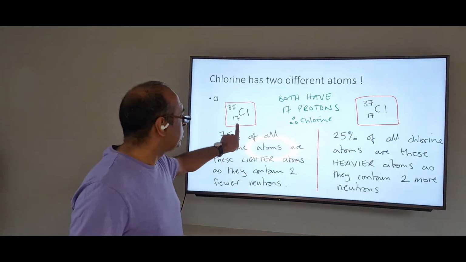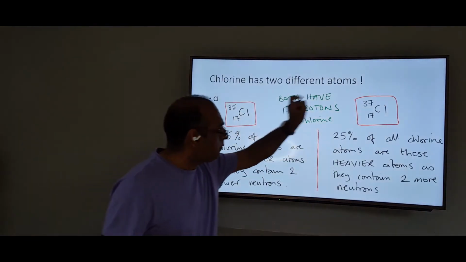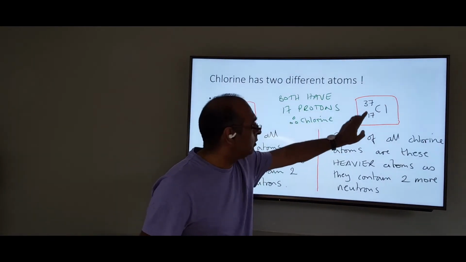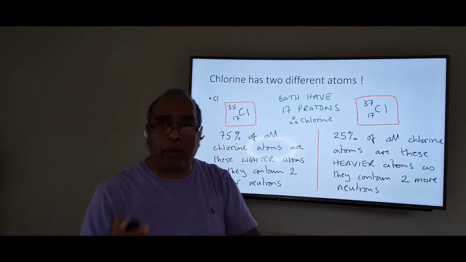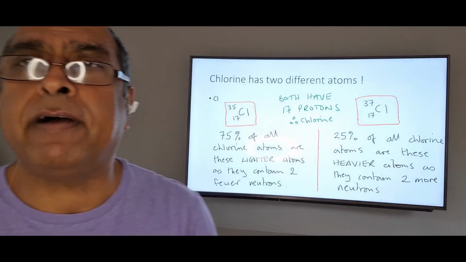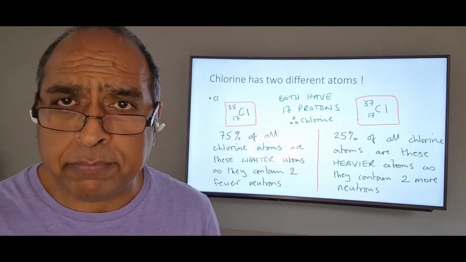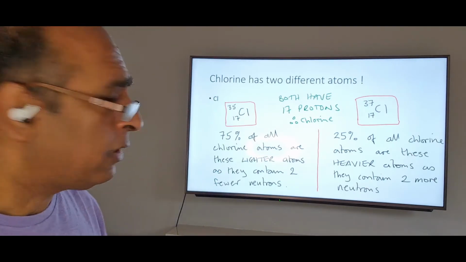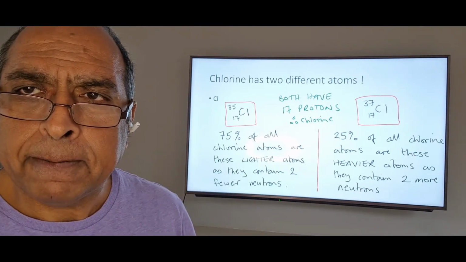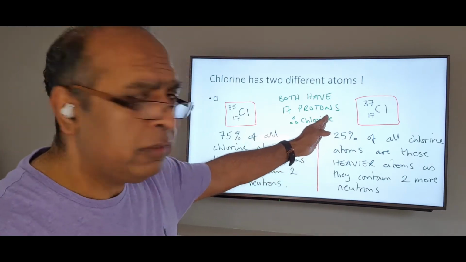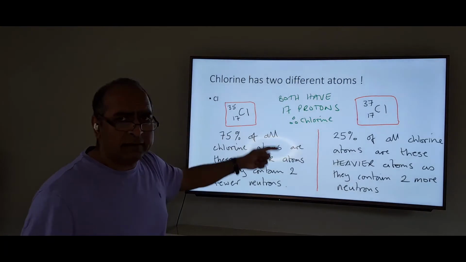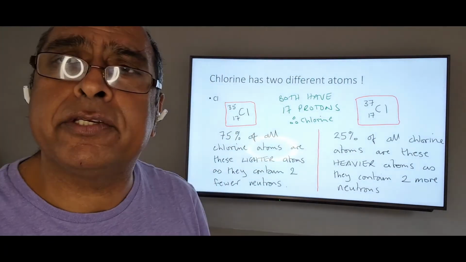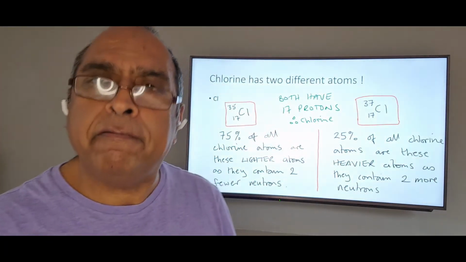Look, 17 protons. 17 protons. That's chlorine, that's chlorine. They're both chlorine as defined by the fact that they've got 17 protons. But the mass numbers are different. The mass number on that one is 37. This one is 35. And that's what makes isotopes, where the mass numbers are different.